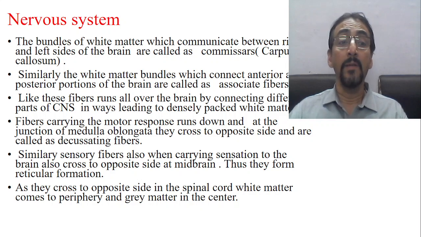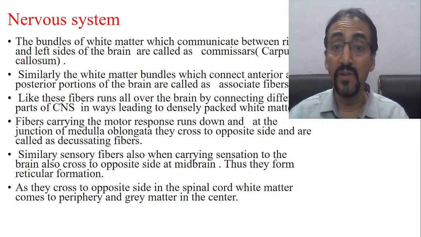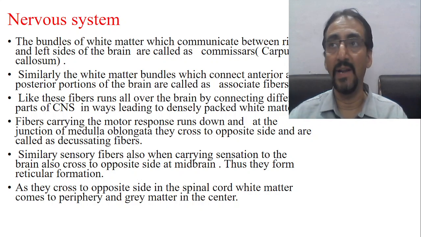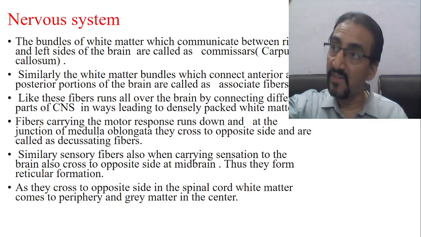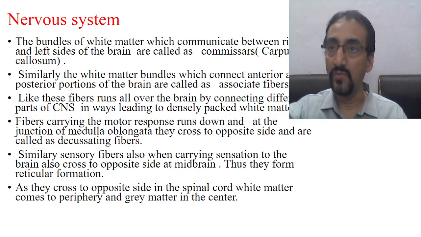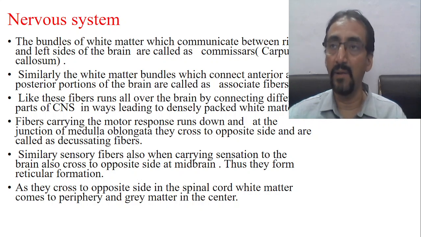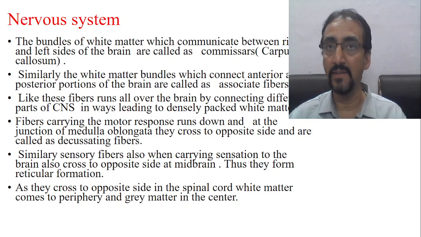Now, the fibers carrying the motor responses run down at the junction of medulla oblongata. पता है जितना भी जो descending tracts है जो सेंट्रल नर्व सिस्टम से मोटर रेस्पॉन्स को लेके नीचे तक लेके जाता है पेरिफेरी में, so they have to pass through the medulla oblongata, isn't it?